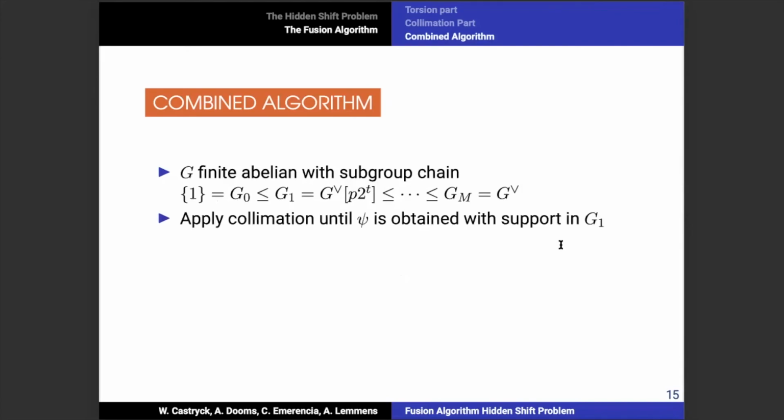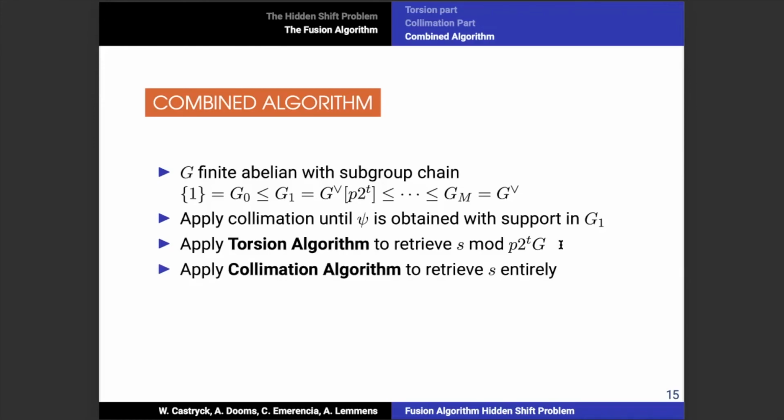So we do collimation to make length 2 phase vectors with characters in G1. So this is a machine that produces phase vectors that can be used as input for our torsion algorithm. This torsion algorithm then gives us the hidden shift modulo P to the D G. And this reduces the situation to the hidden shift problem in P to the D G. One then applies our collimation algorithm to this subgroup of G. So we have collimated twice, and the depth of our collimation tree will be less than if one cannot exploit a large low exponent torsion subgroup.